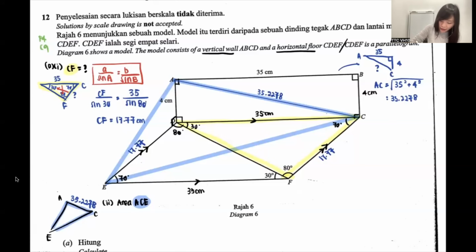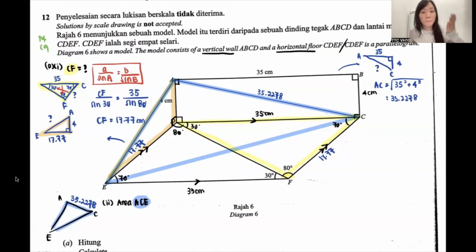This one also not very hard based on my view, because this one is under another right angle triangle. So you see, it's very important for you to realize the words vertical wall, horizontal length, floor. Because with that, this orange color one is actually a right angle triangle. So the height is 4. The bottom, just now you got 17.77. So now you need EA, right?